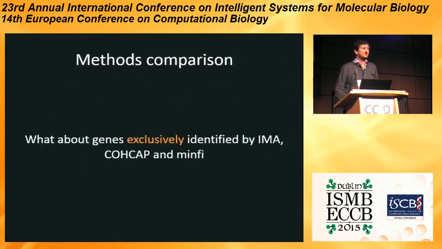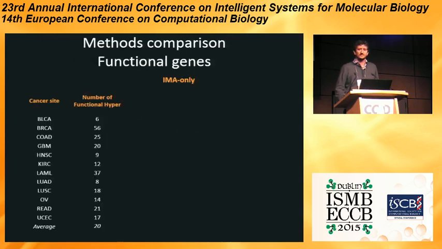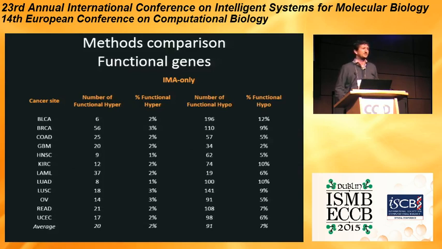So why is this? So first, we looked at which genes are exclusively identified by these other methods. And what we found is that very few of these genes are functional. So these methods do not integrate gene expression data. So this explains the difference between MethylMix and other methods. We are more stringent because we only want to focus on functional differential methylation, so only on methylation changes that have an effect on gene expression.